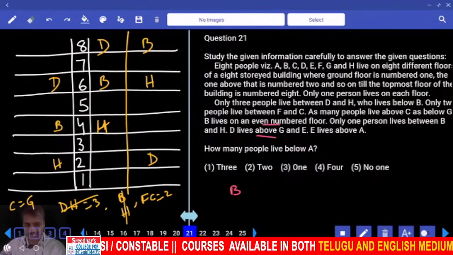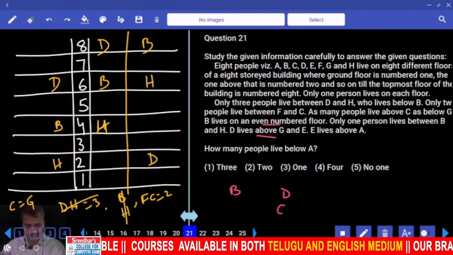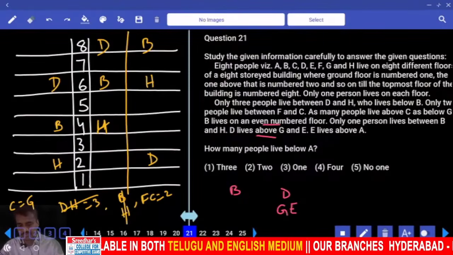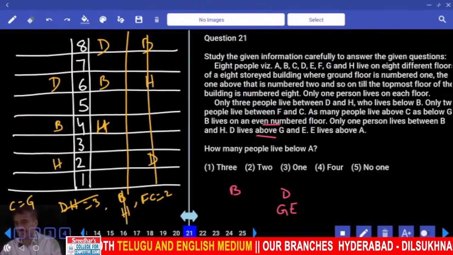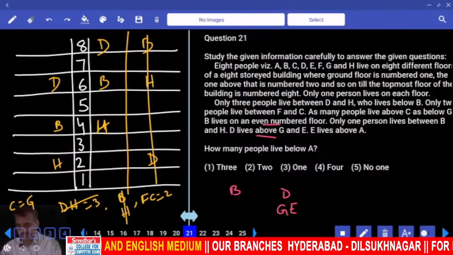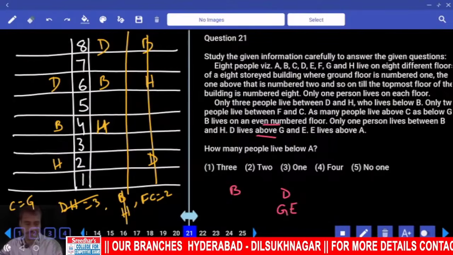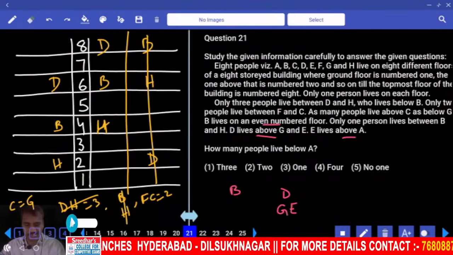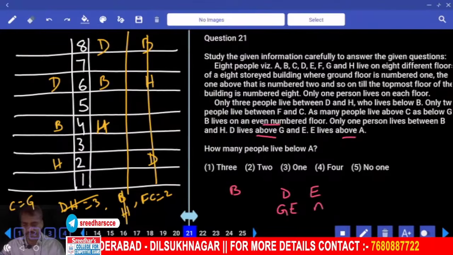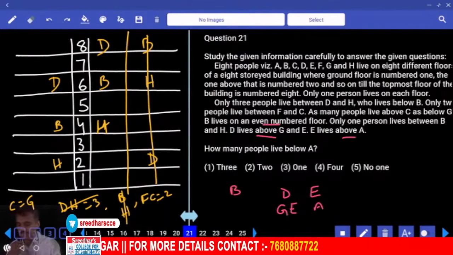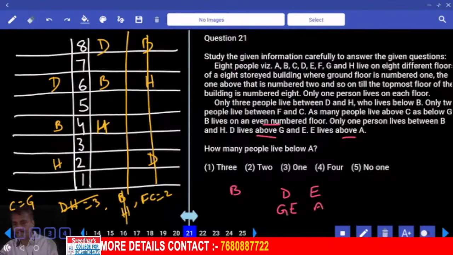And D lives above G. D is above these 2 persons, G and E. D is above this, both G and E, this case is not possible. And then D is above both these 2 persons, G and E. Then next one, E lives above E. Now E is above this. Now we need to talk about C and G. What is the possibility for C and G here?